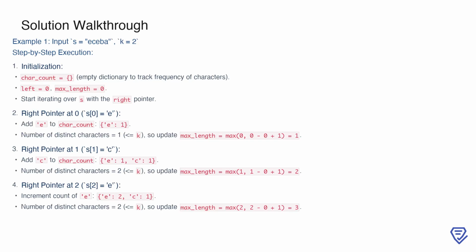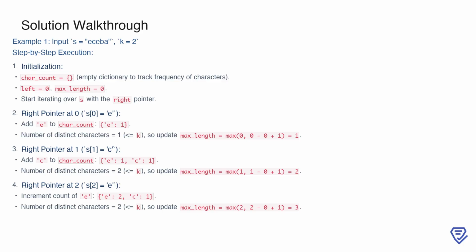To solve this problem, we are given the string "eceba" and the value k equals 2, which means we need to find the longest substring that contains at most two distinct characters. We start by initializing an empty dictionary called char_count to track the frequency of characters in the current window. Additionally, we set left to 0 to represent the start of our sliding window and max_length to 0 to keep track of the maximum substring length we've found so far.